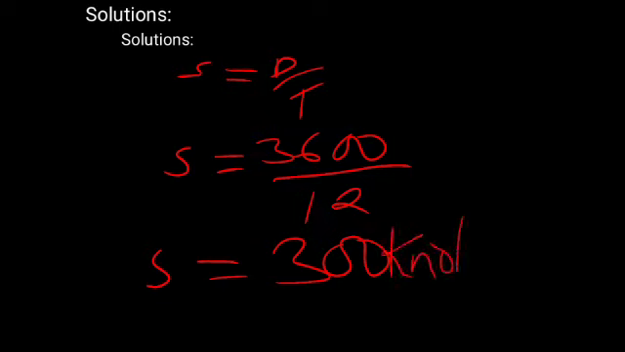Because we're calculating speed in nautical miles, it's going to be 300 knots. And that is how we can calculate speed in nautical miles.